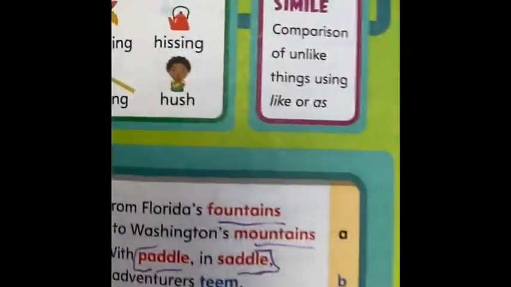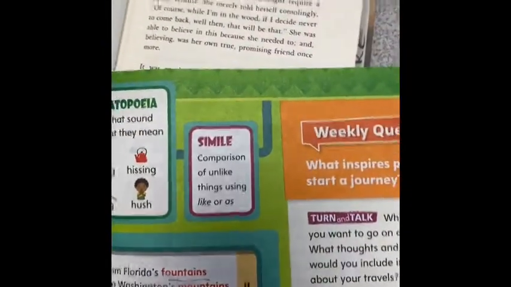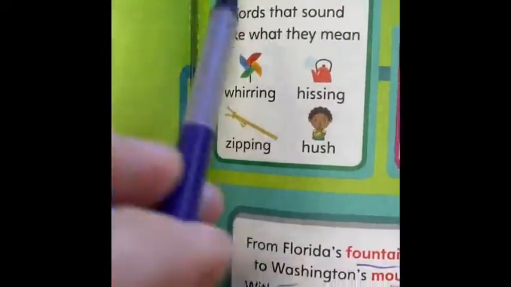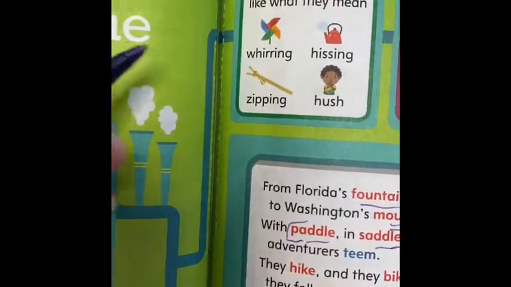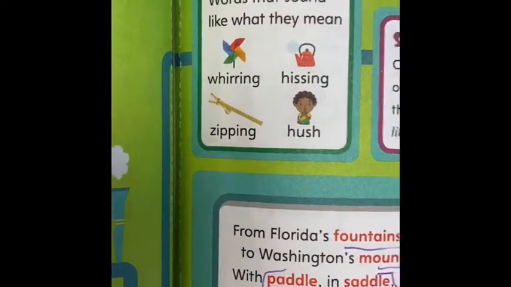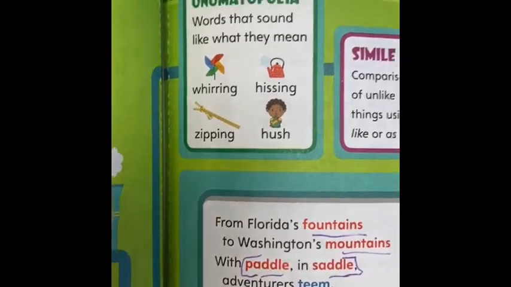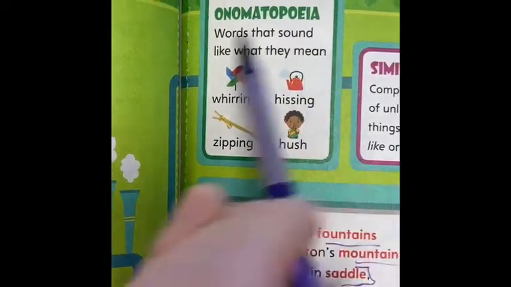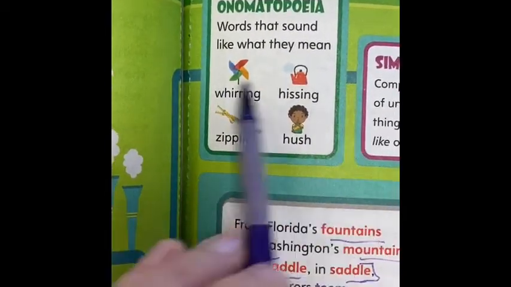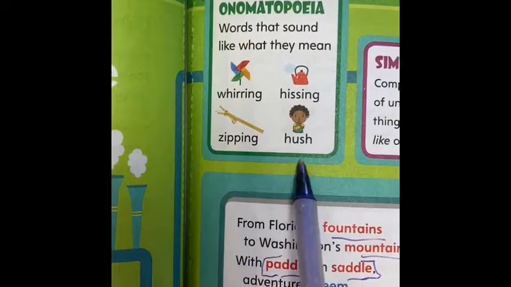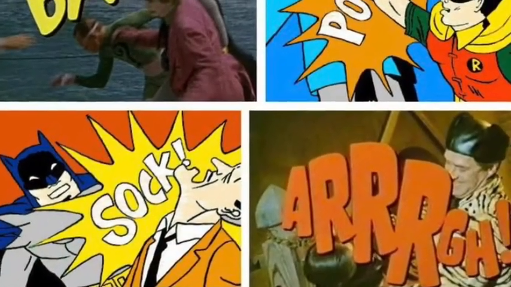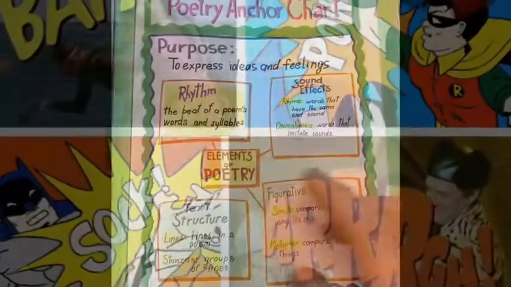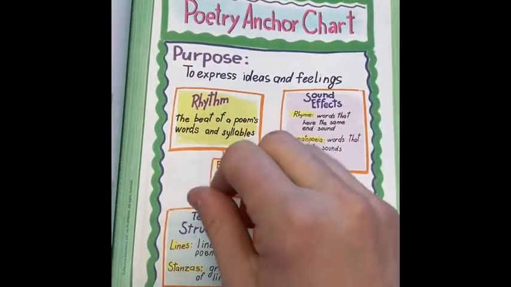You also need to know, in poetry, the importance of sound. We talked in the last video that punctuation is used for sound, like a pause. You probably remember this word, onomatopoeia. It's words that sound like what they mean. Whirring, whir, zip, shh. The original Batman comics and movies way back in the 1960s had a lot of examples of onomatopoeia. Here's an anchor chart that I'll share with you later today or tomorrow.